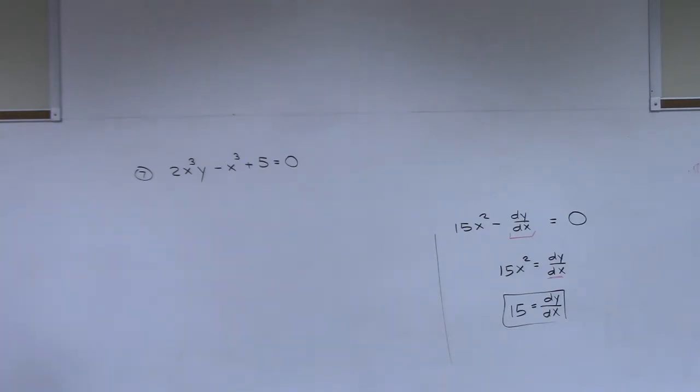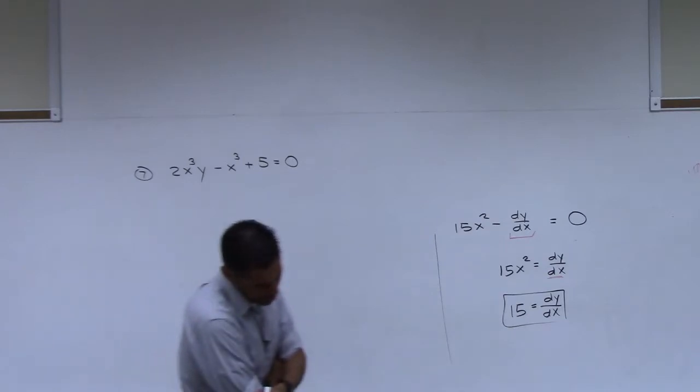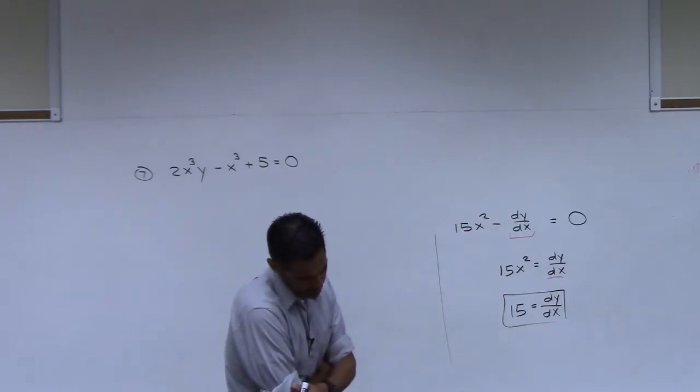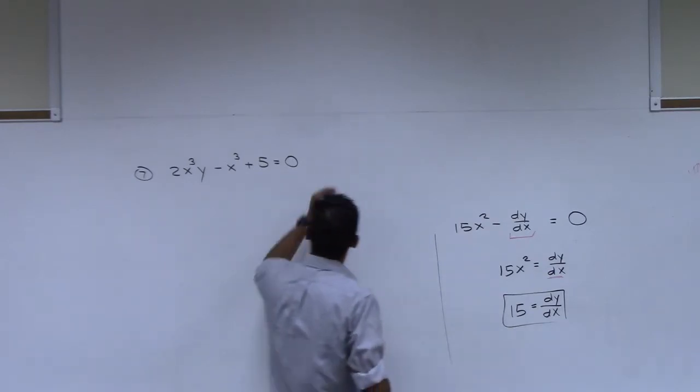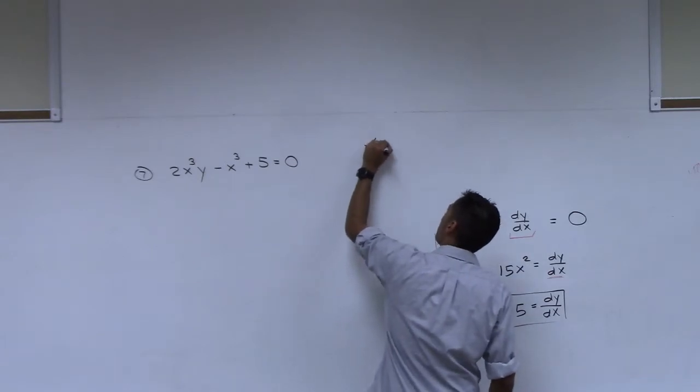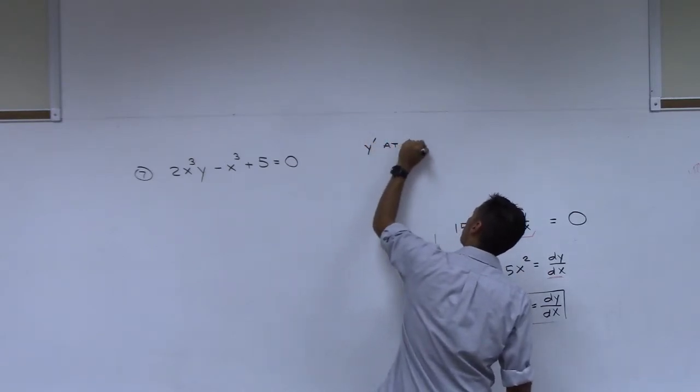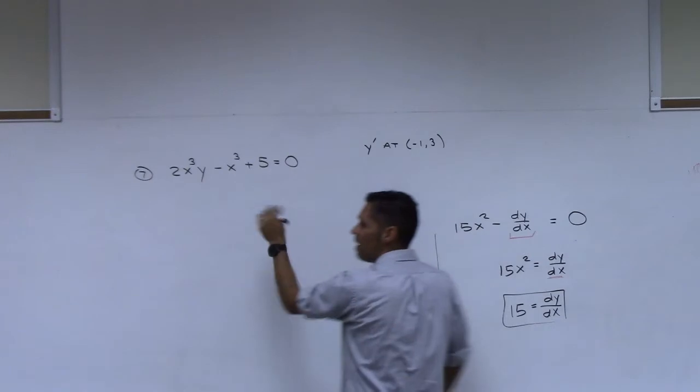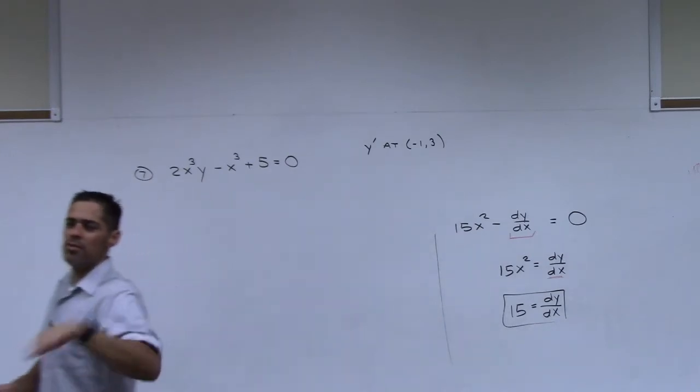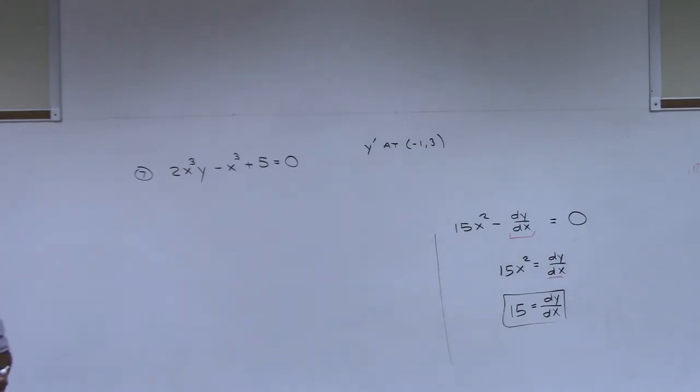Okay, so, this is the equation. What's the point that I give you here? Negative 1, 3. So negative 1, 3. We want y prime at negative 1, 3. Why don't you try that derivative real quick? Why don't you see if you can do that derivative? You're going to do the same thing you did on the last one. And let's see how many people get it right.